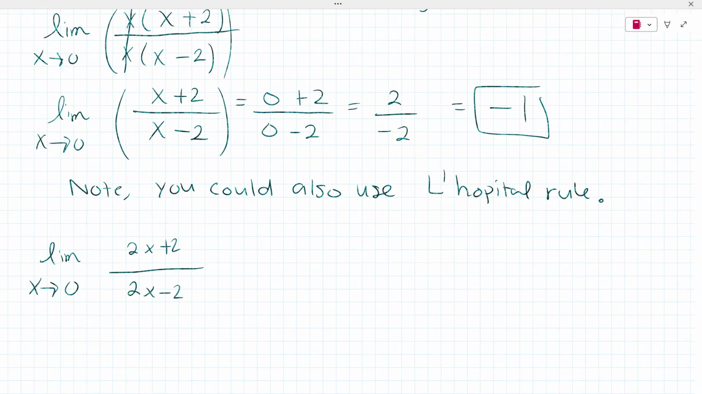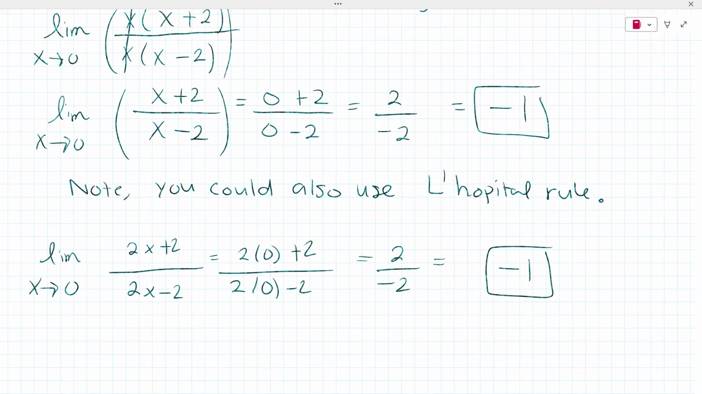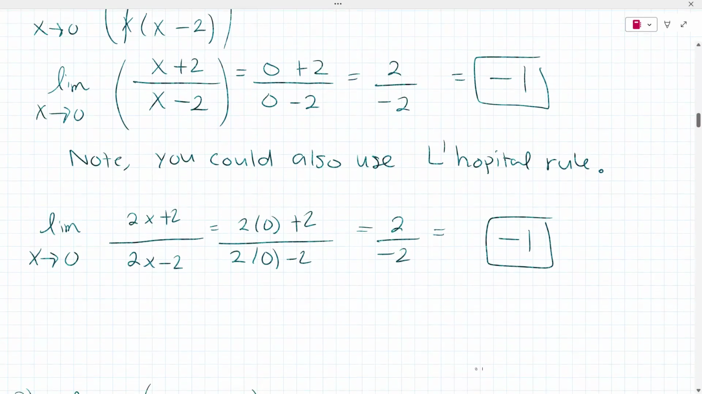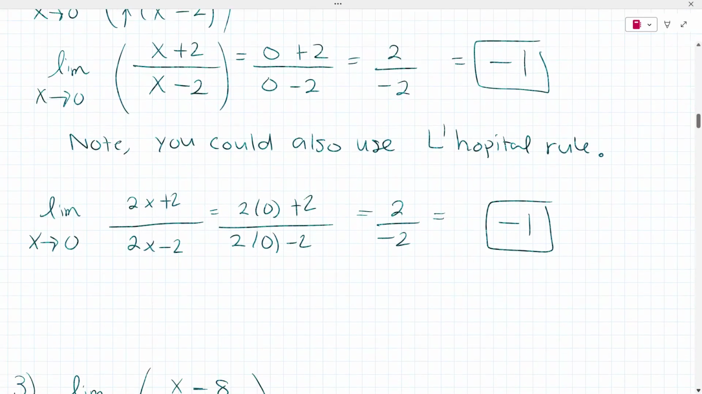Then go ahead and plug in 0 for x. So this would be 2 times 0 plus 2 over 2 times 0 minus 2, and you get 2 over negative 2, which is negative 1. Perfect. See, L'Hopital's rule would work. Not too bad, right?